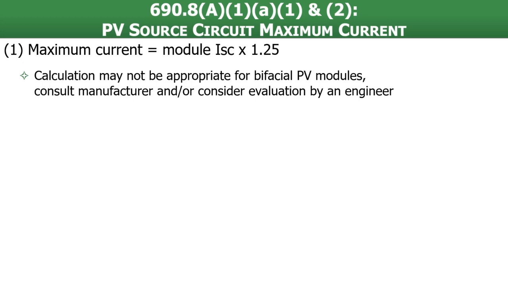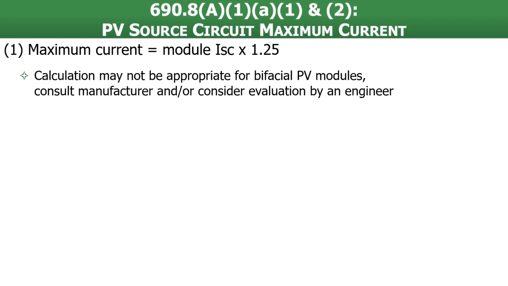So keep in mind, for bifacial PV modules, this calculation might not be appropriate. Remember, bifacial modules collect irradiance on both the front and the back sides, and so their maximum output current may be considerably more than their STC short circuit current rating, and we may need a more accurate safety factor on the output current. So definitely consult the manufacturer to make sure you're sizing your wires correctly and your whole system design is sized correctly when you're using bifacial PV modules.